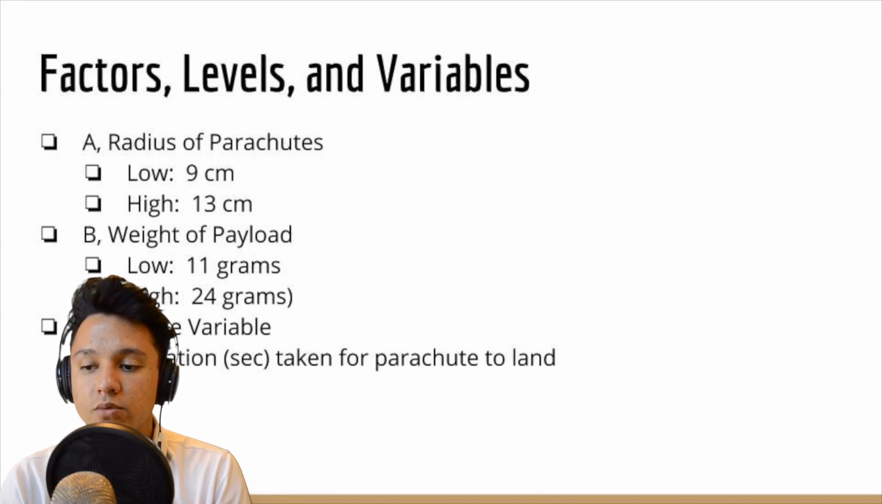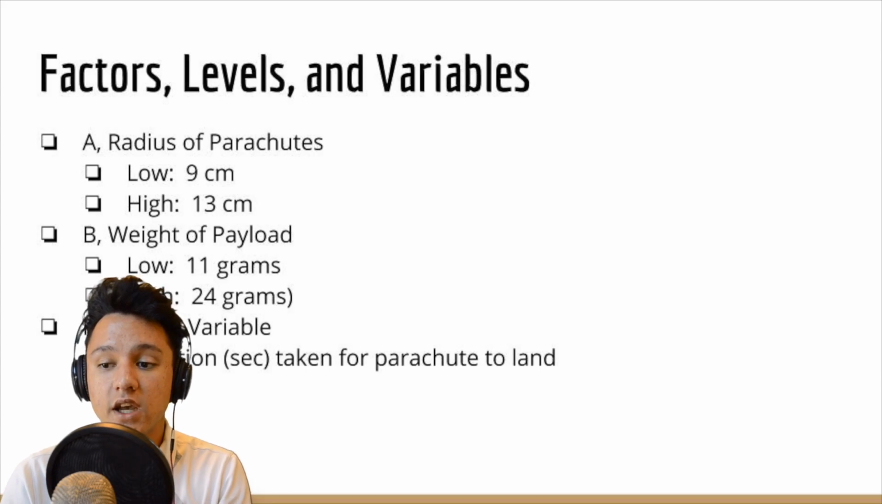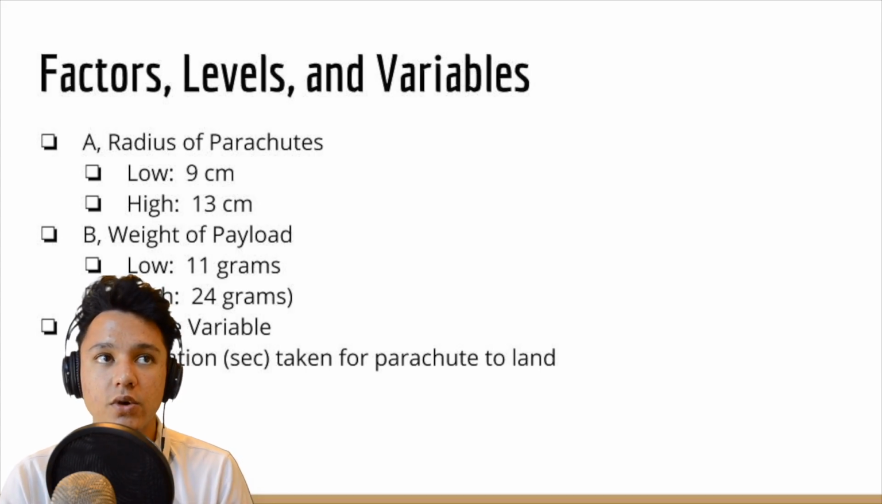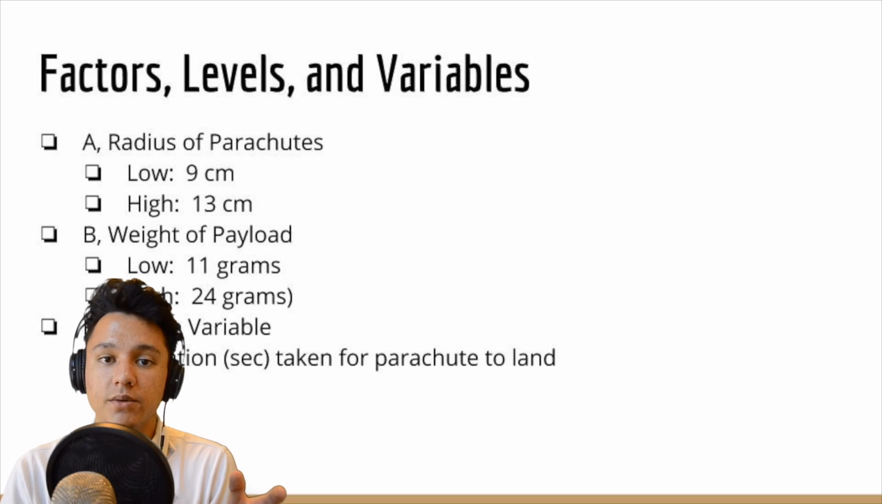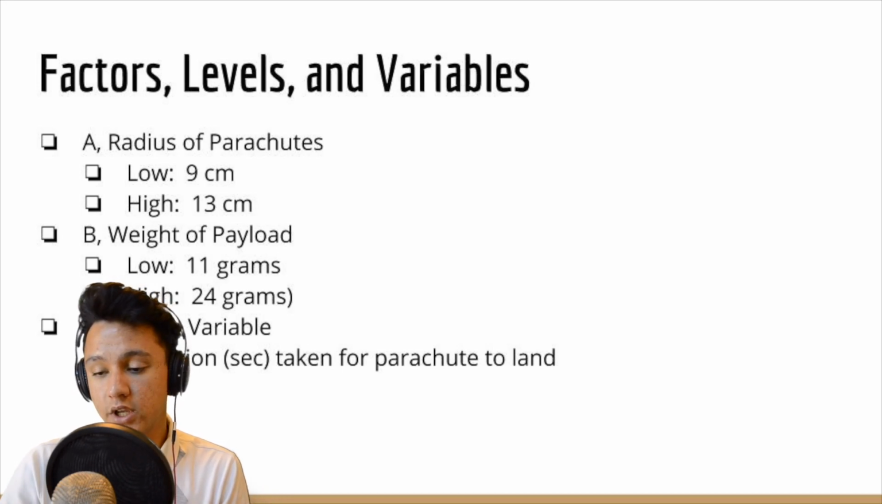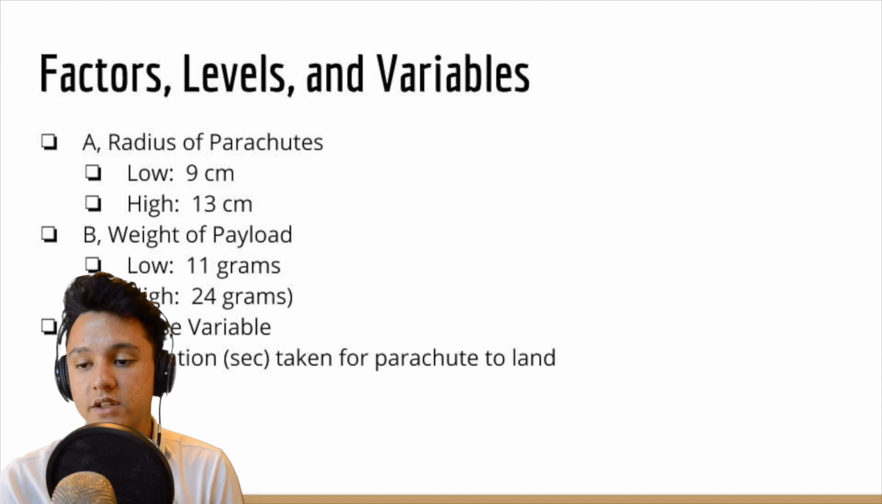For our response variable, we had the durations in seconds taken for the parachutes to land. So we let go of the parachutes and then we start the timer, and then when it hits the ground, we stop the timer, and that's the duration.